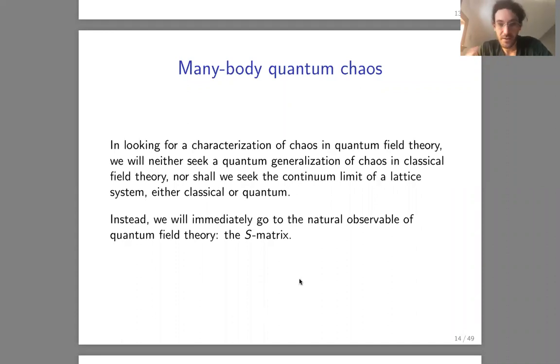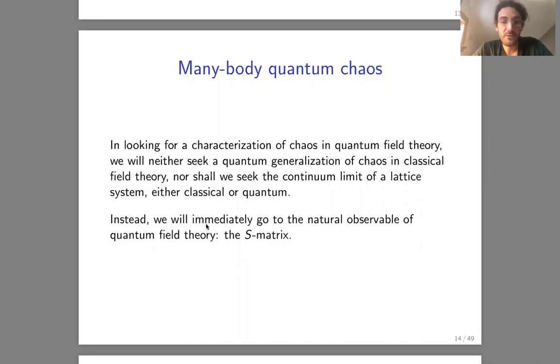And the other thing you might do is discretize space and have a lattice, like a lattice of springs. And that's a many body system, but with a finite number of degrees of freedom. And one could study classical or quantum chaos for this lattice of springs and then try to take the continuum limit as a way of getting quantum field theory. I'm not going to do that either.